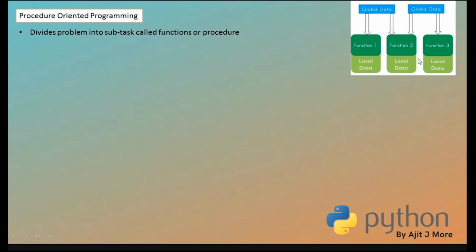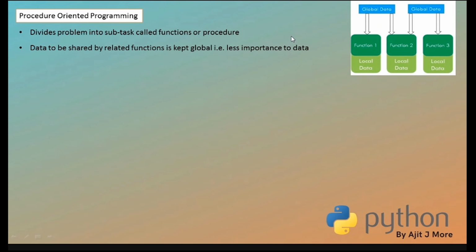It's possible that some functions are related, so they have their related global data, but there is no means of making compartments. Like if these three are one group and these two are another group, then this group's data cannot be kept exclusive from that group. Such a provision is not there. You have to keep it global only. So data which is accessible here is accessible there also. So there is no security to data.